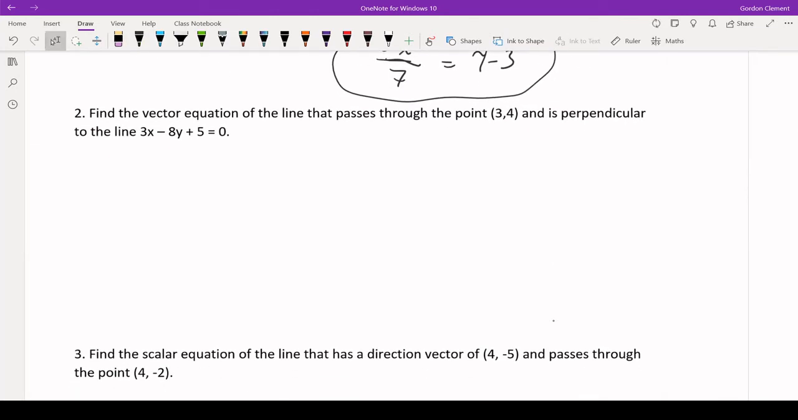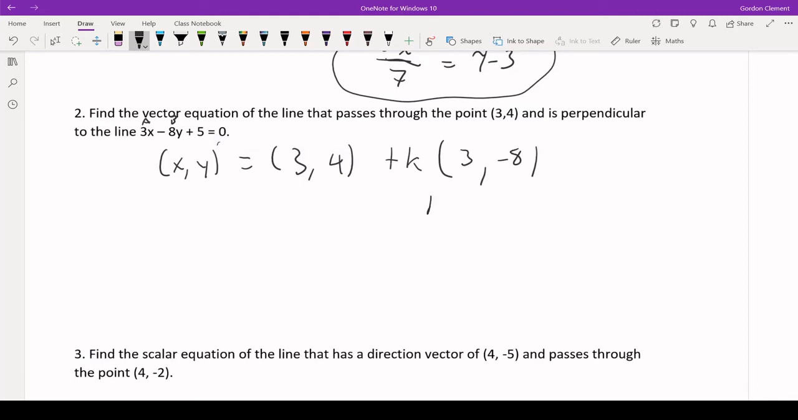Find the equation of a line that passes through the point 3, 4, vector equation of a line. Okay, so it's giving us a starting point. So the only thing we're missing is a direction vector. And we're perpendicular to this line. So what I need is a vector that's perpendicular to that line. Well, that's a scalar equation of a line, we're going to call that. And I know that the vector AB is, in fact, perpendicular to the line. So I can fill in that and say k is any real number and be done.